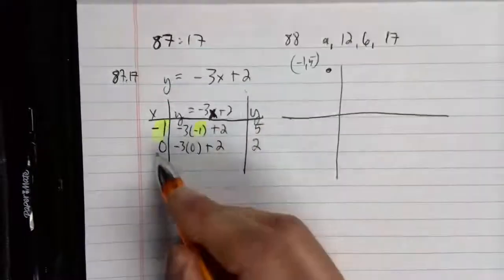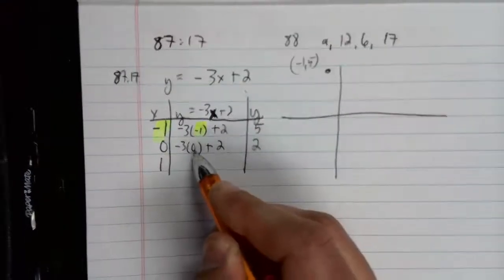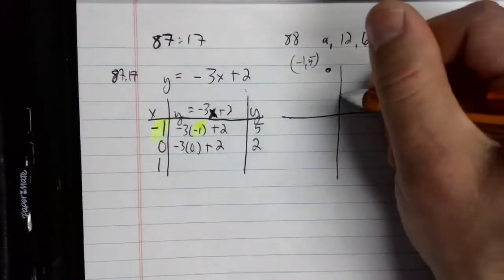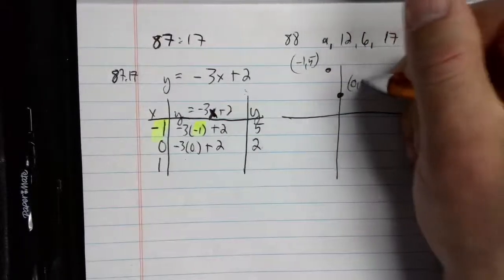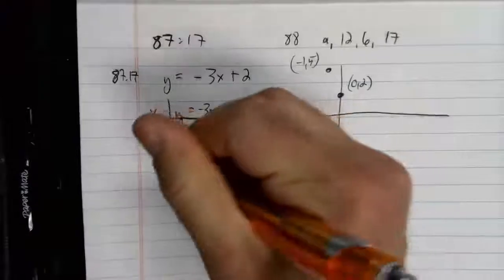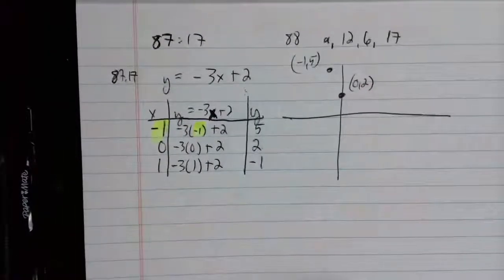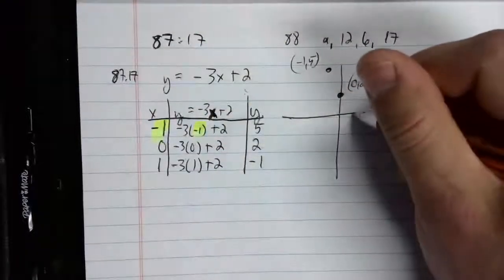Okay, so again, there's the x value. Here it is being input into the rule. That is the output. So 0, 2. Last one. So negative 3 times 1 plus 2. That's going to be negative 1. So I plugged in 1, I got negative 1.